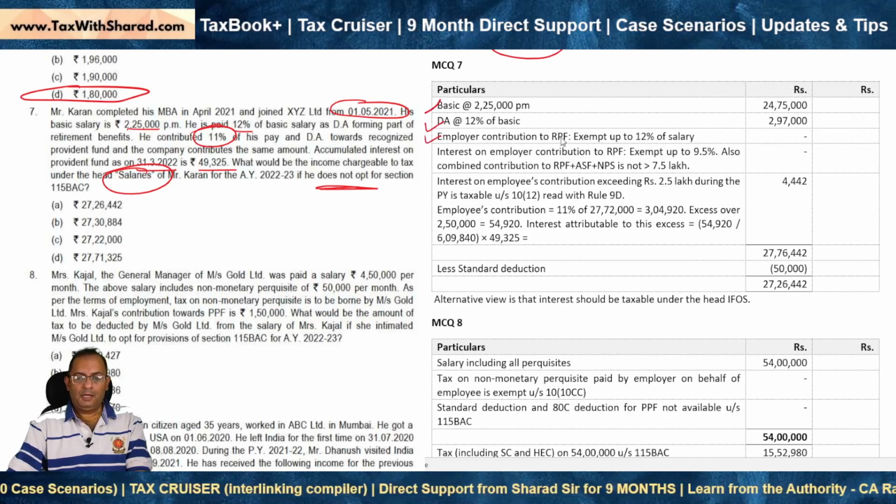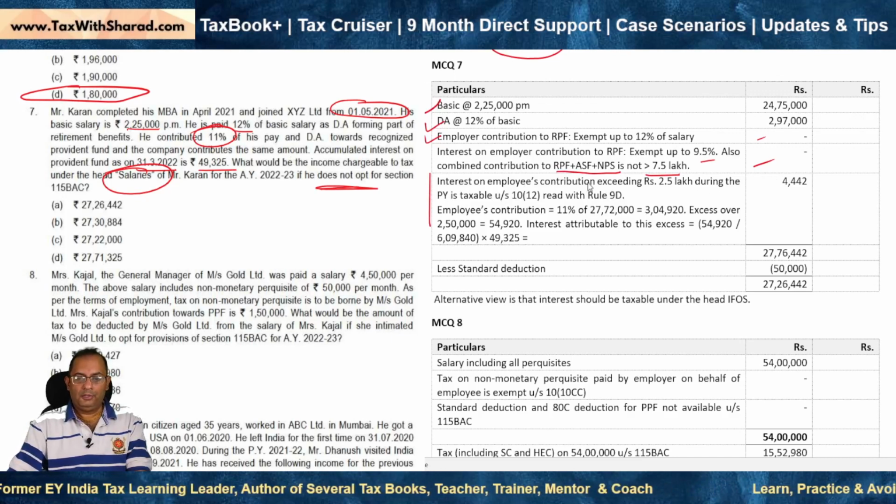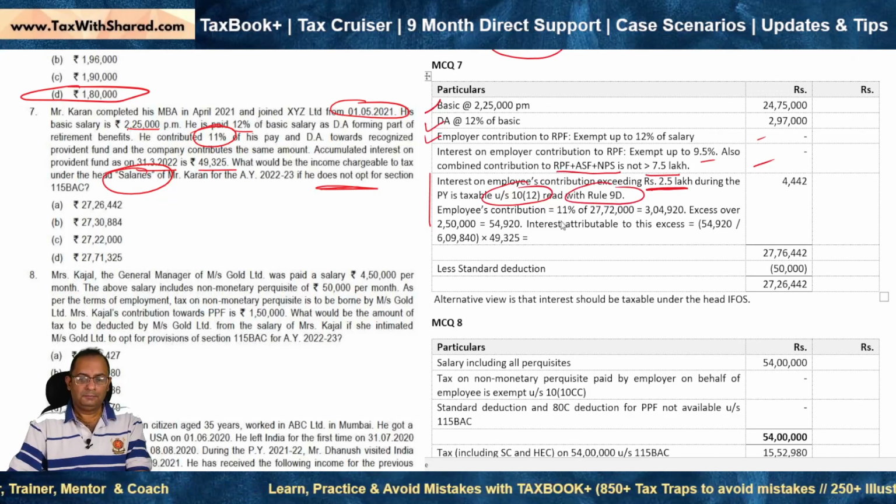Employer's contribution to RPF is exempt up to 12% of salary, so nothing. Interest on employer's contribution is exempt up to 9.5%. Also, as we just saw, that combined contribution to RPF, ASF and NPS is not greater than 7.5 lakhs, so nothing on account of this. Now we need to worry about interest on employer's contribution exceeding 2.5 lakh during the previous year. This is taxable under section 10(12) read with rule 9D.